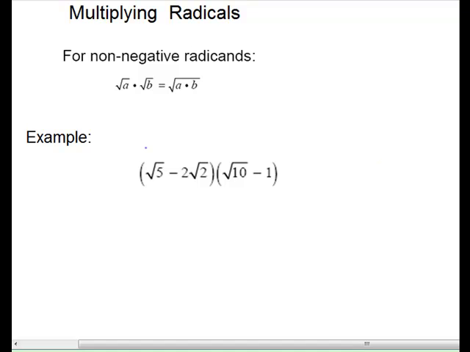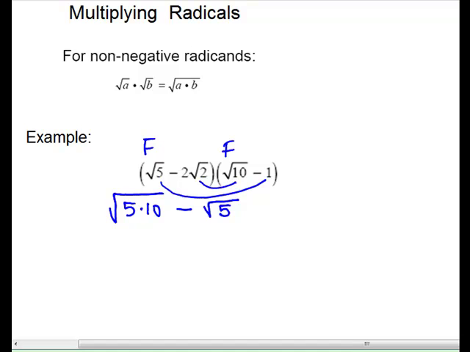So we will do our first terms. Square root of 5 times square root of 10. We'll just put them both underneath for right now. And then we'll do outside. Square root of 5 times a negative 1. The negative 1 is not underneath the radical, so it's going to go on the outside. So a minus 1 times the square root of 5. You don't have to write the 1. You can if you want.